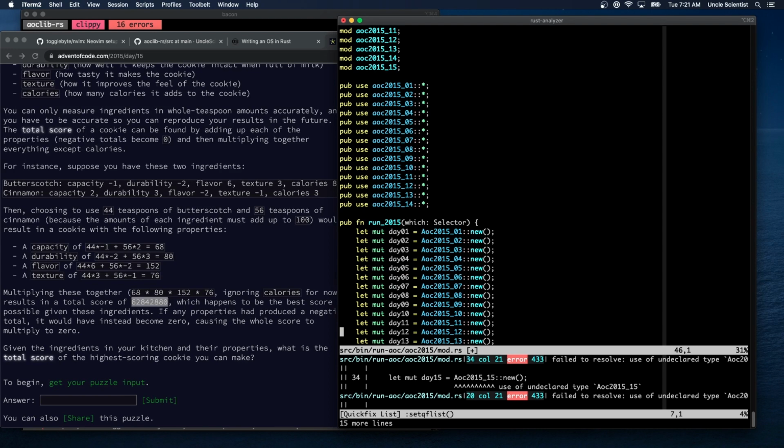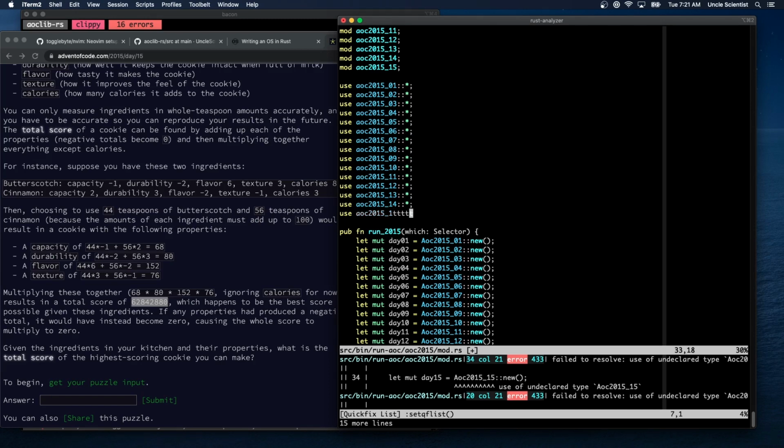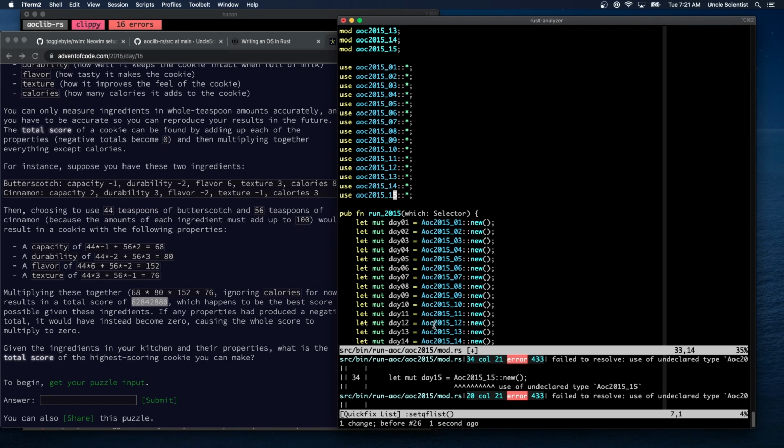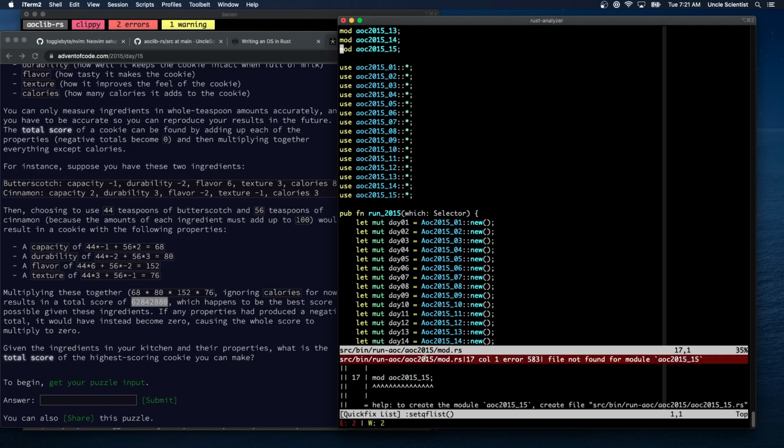They don't have to be pub. Maybe that's what I'm confused by. They don't have to be pub, but they do need to be used. Oops, that was dumb. There. Otherwise, I could just put the mod in front of it, right? I could just say AOC 2015:15::this::new. That would save these lines. Okay, yeah, now we're down to 2 errors. Okay, good.